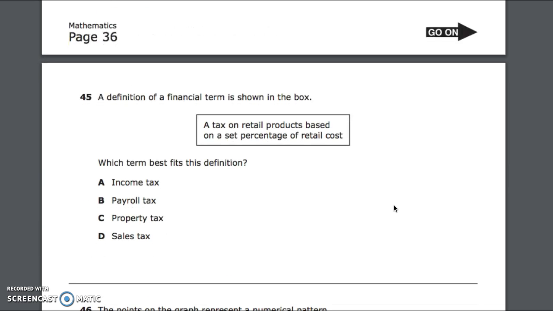Number 45. A definition of a financial term is shown in the box. A tax on retail products based on a set percentage of retail cost. Which term best fits this definition? A. Income tax. B. Payroll tax. C. Property tax. D. Sales tax.